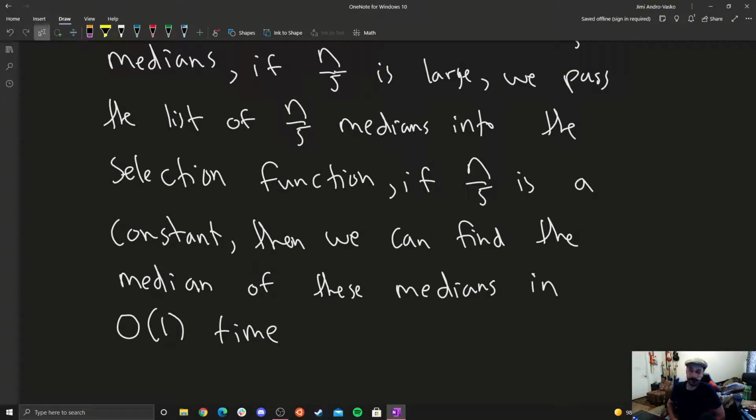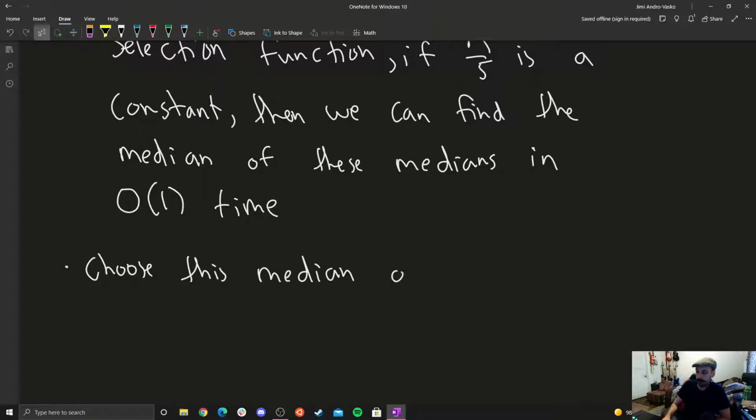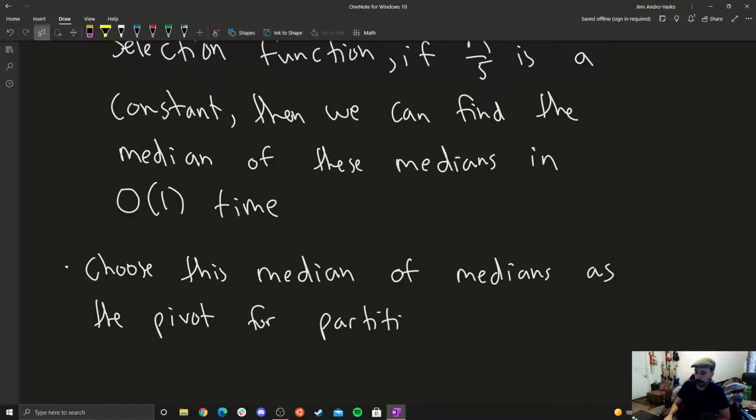So the idea is, one way or the other, we're going to get the median of those medians. So that's going to be our end result. One way or the other, we're going to get that. So now we're going to choose this median of medians as the pivot for partitioning.